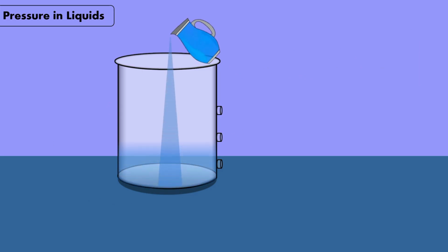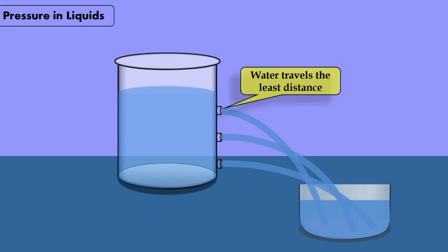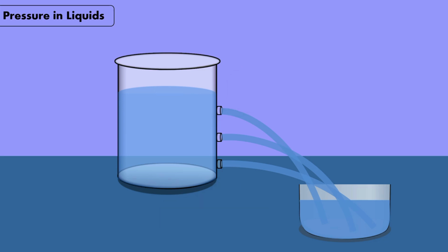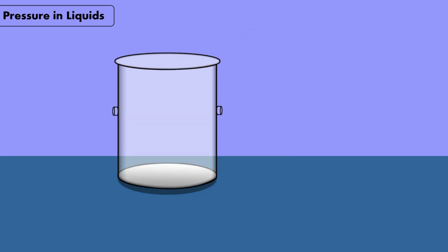Now let us take some water and make a side hole with a pin. Now you can see that the water travels the least distance at the top hole, and the water travels the furthest distance at the bottom hole. Conclusion: as depth increases, pressure also increases.